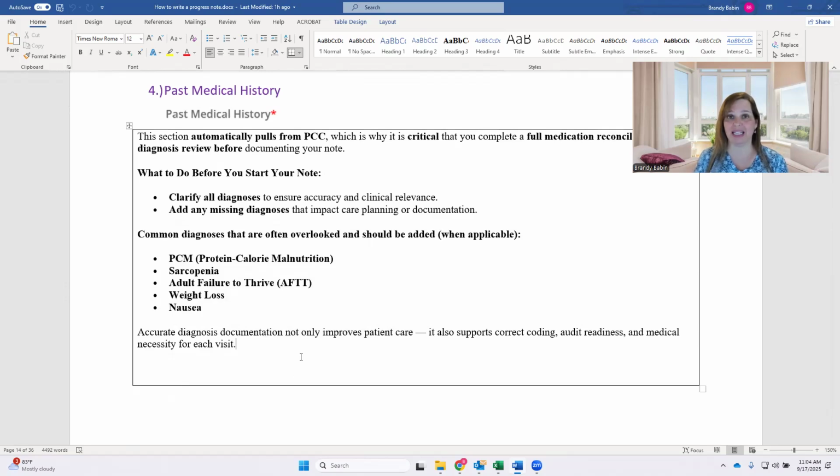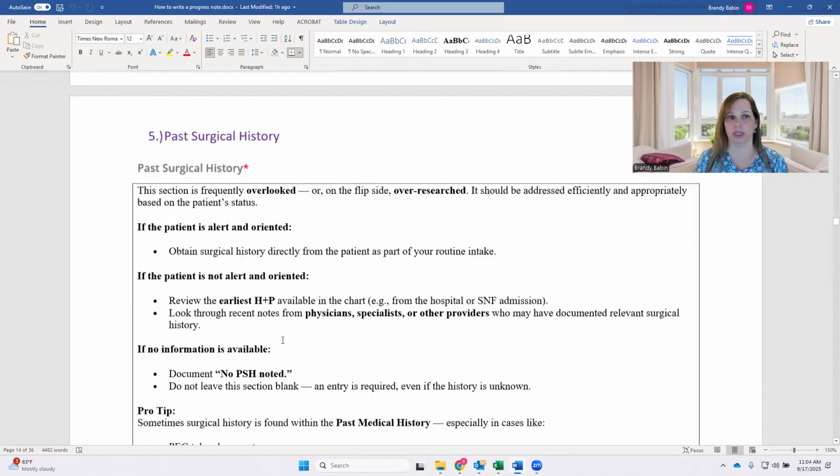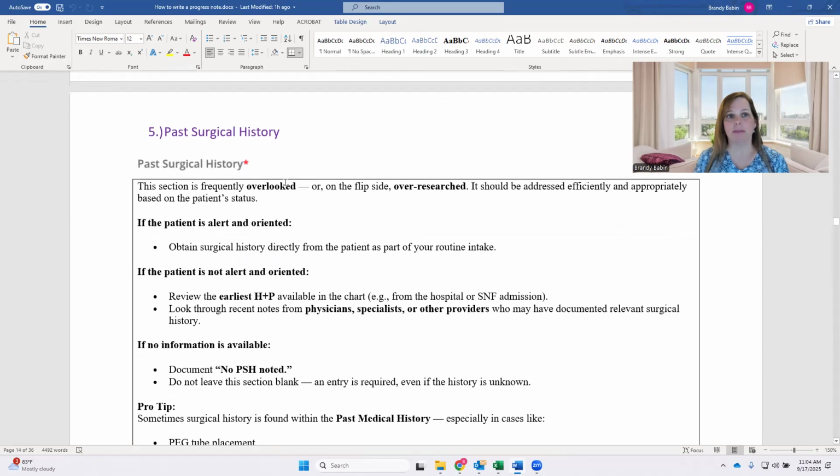So if you think just adding them to True RCM today is going to help, it's not, because next time you go in to do a note and you click that green button, it's not going to pull over. It's going to disappear because you didn't put it in PointClickCare. And this is a section where it pulls over from PointClickCare. Past surgical history is going to be your homework.